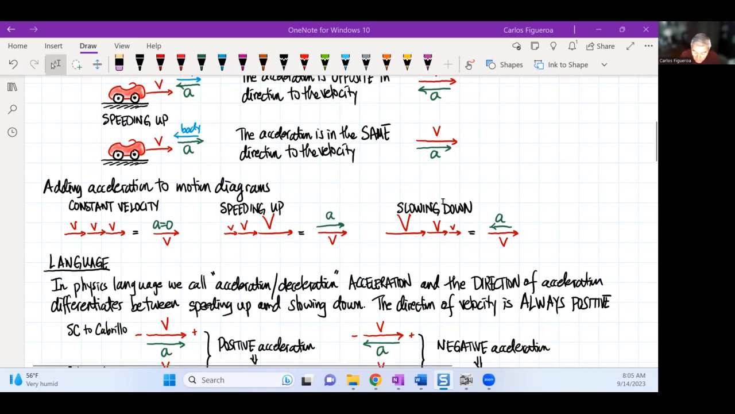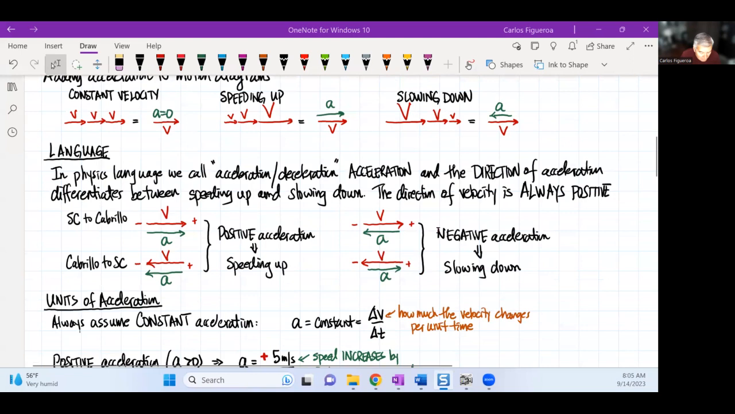And then slowing down means that our vectors are getting shorter. So in this case, the acceleration is working opposite to the direction of the velocity, and that's what's causing it to slow down. So in the language of physics, we don't use acceleration and deceleration. We only use the word acceleration. It's the direction of the acceleration that differentiates between speeding up and slowing down.